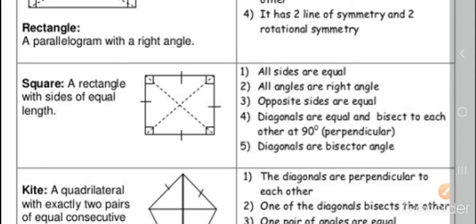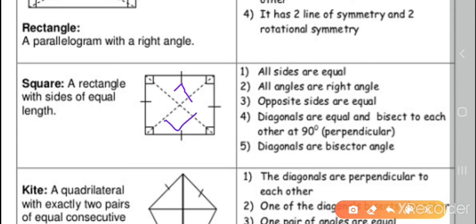Okay, now we'll go to the square. A parallelogram with a right angle, a square means a rectangle with sides of equal length. So square means all sides will be equal, all angles are equal. All sides are equal, all angles are right angles and equal. Opposite sides are equal. Diagonals are equal and bisect each other at 90 degrees. Here also the diagonals bisect each other at 90 degrees.